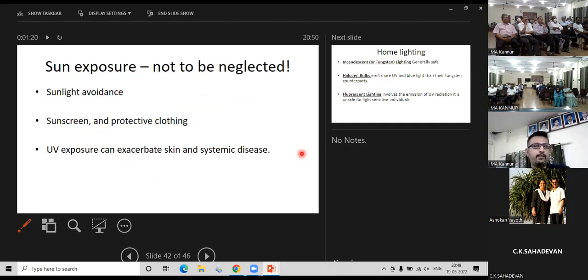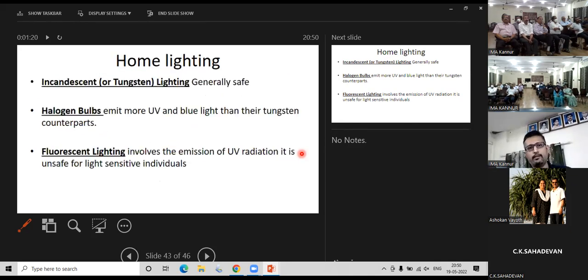Another thing that we always miss in these patients is asking them to avoid sun exposure. We possibly, because of time constraints during practice, tend to miss this. But sunlight avoidance is very important. Sunscreen and protective clothing, especially in a state like Kerala, where there's a tropical climate. UV exposure can exacerbate both systemic as well as skin disease.